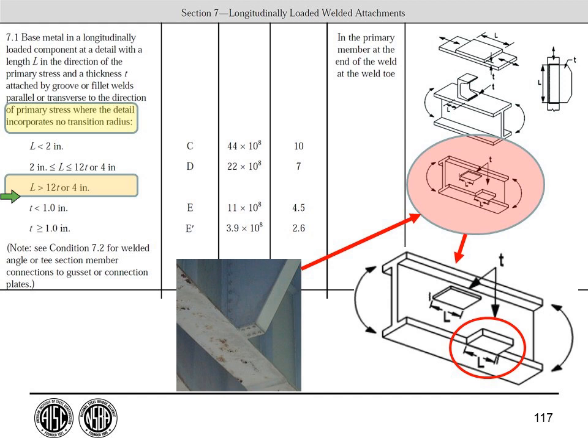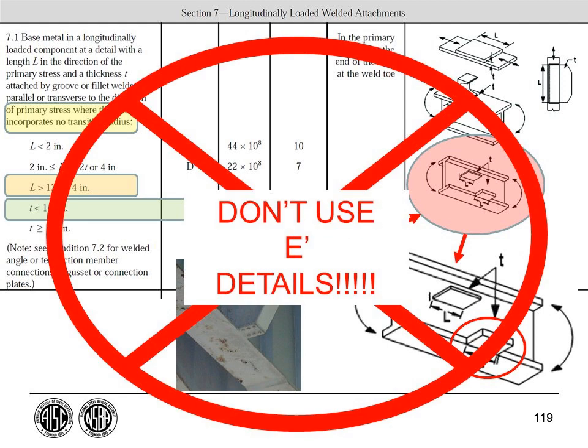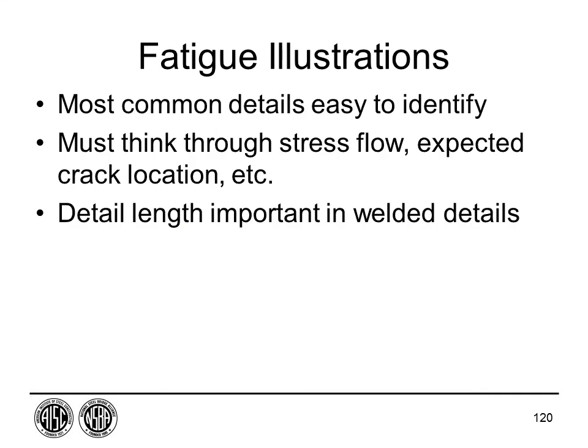So when we come in and we find the length of our attachment, we said it was about 8 or 9 inches. We know what our thickness was. I'm sorry, it was less than an inch. It was a category E. And we can identify our detail quite easily. Don't use E prime details, though. I'm just using this as an example. Those are poor fatigue details, so let's shy away from those. But the easy ones, the common details are easy to find.